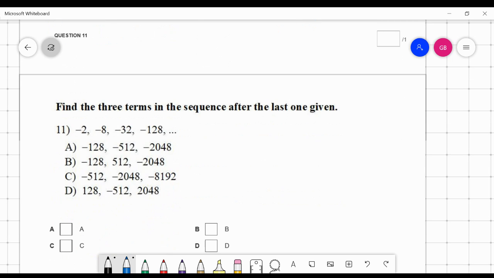Okay, find the next three terms. First we need to figure out how this thing is changing. How do you go from negative 2 to negative 8 and negative 8 to negative 32? Multiply by 4. And then I'm just going to check with the calculator. Negative 32 times 4 is negative 128. Good. So if I multiply that times 4, it's negative 512, times 4, negative 2,048, and then times 4, negative 8,192. That's going to be option C.